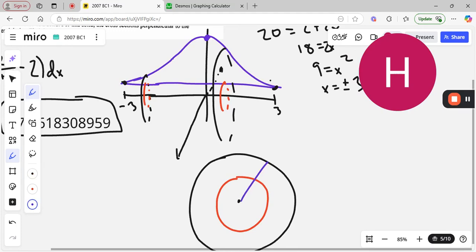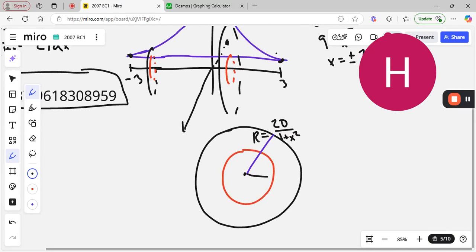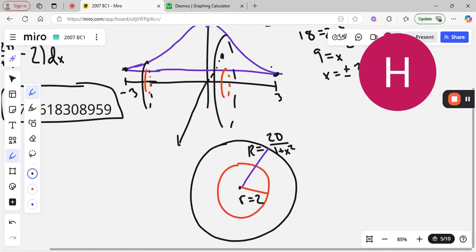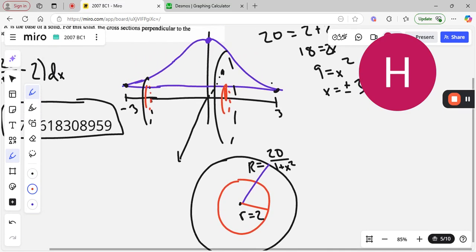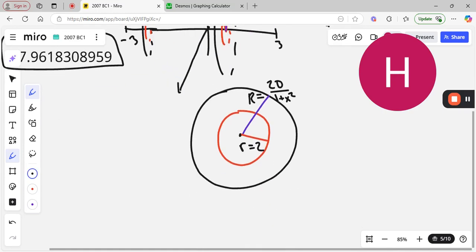So here we're going to get the large R, capital R. That's going to be 20 over 1 plus x squared. That's the big radius of the slices. And then we have the little radius of the slices. So this is little r equals simply 2. That's the distance from that boundary to the rotational axis, whereas the large distance is the height of the top function. Makes sense, right?